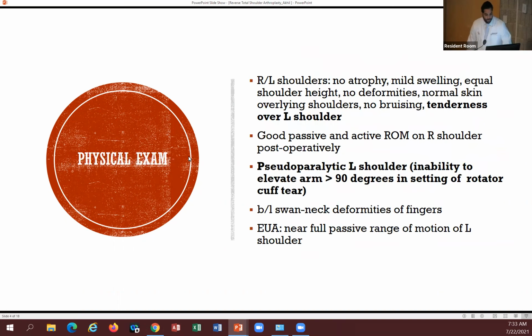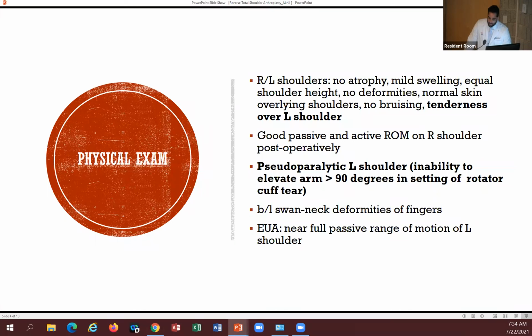The information that I had on her physical exam was a little limited, as I had only seen her in the OR, and some of the computer systems were down this week. However, from the chart and what I was able to glean from the operating room, as well as some information I was able to obtain from the patient herself, in terms of her shoulder exam, she had no atrophy in her shoulders bilaterally. However, she did have mild swelling on both sides. She had equal shoulder height, no deformities that I was able to notice. Her skin was normal overlying her shoulder. She had no bruises. There was tenderness on the left side, not as much tenderness on the right side. The right side was the one that had previously undergone a hemi a couple months prior.